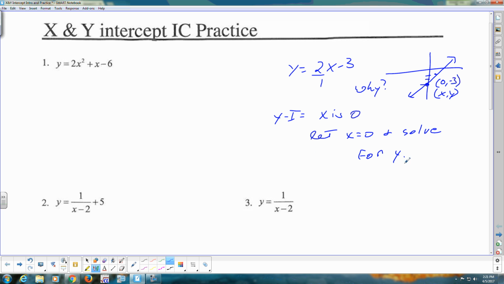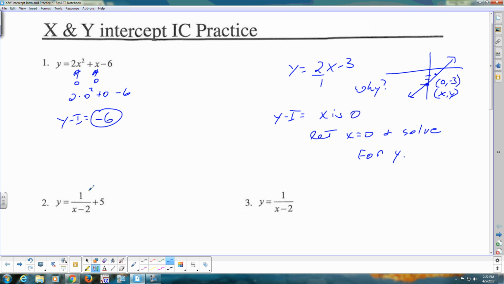So here goes. Let x be 0. So I'm going to let both of these x's be 0. So that's 2 times 0 squared plus 0 minus 6. Well, that's just -6. So your y-intercept is -6.